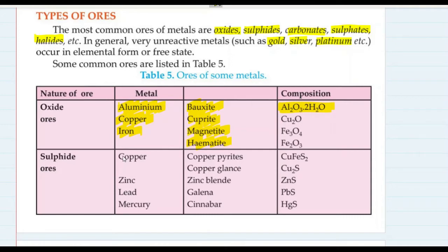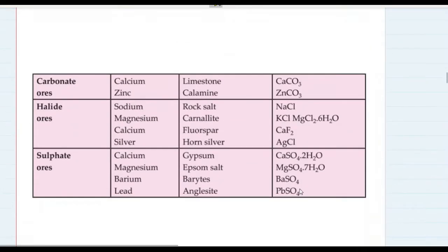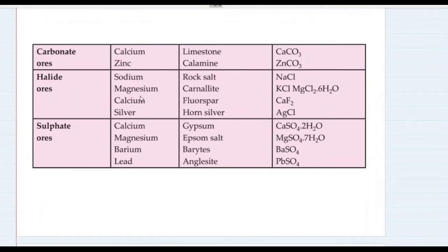Okay. Then there are sulfide ores. So which metals are found in the form of their sulfide ores? Copper, zinc, lead, and mercury. What are their chemical names? Copper pyrites, copper glance, zinc blende, galena, cinnabar. These are the respective names of the ores of the metals. You can say sulfide ores of the metals, and their formulae are given here. Please memorize.